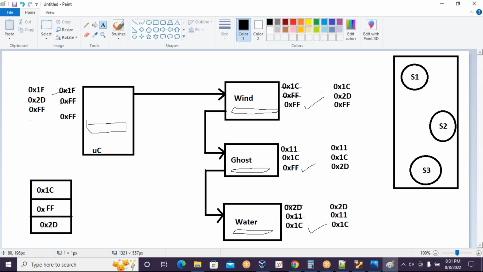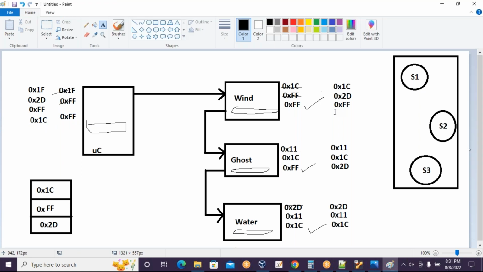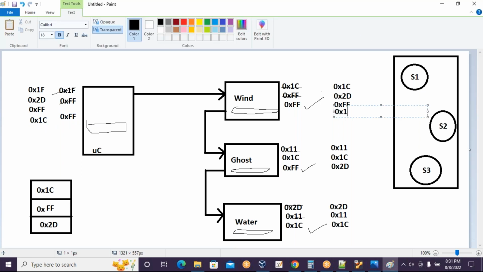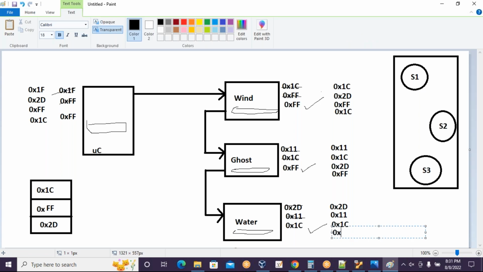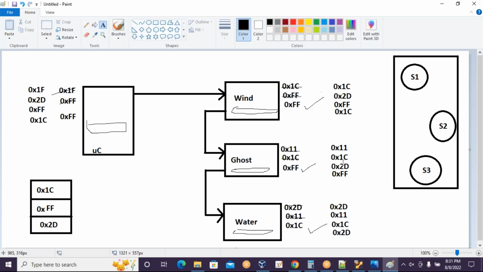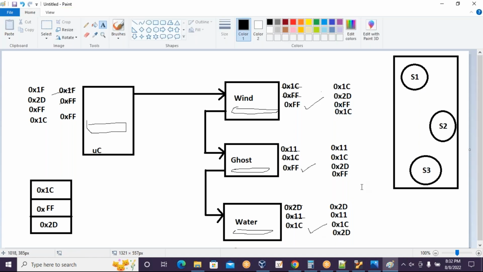I'm not done again. I write 0x1c this time. Whatever is in the master comes to slave 1, which is 0x1c. Whatever is in slave 1 comes to slave 2, which is 0xFF, and whatever is in slave 2 comes to slave 3, which is 0x2d. Now, do you see? In wind, I have got 0x1c. In ghost, I have got 0xFF. In water, it has got 0x2d. Now, don't you think we achieved what is required?